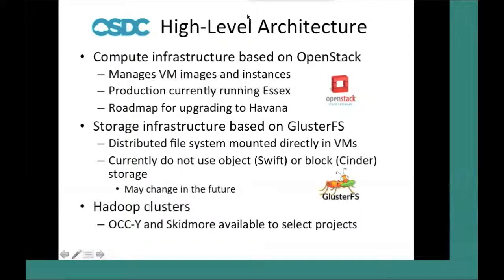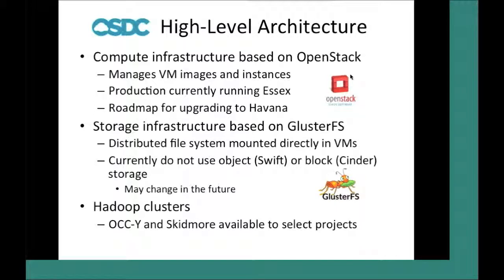If people are familiar with cloud infrastructure, we consider the OSDC basically a community cloud. So we run open source based architecture. It's mostly based on OpenStack these days, and OpenStack is how we manage VM images. We are currently running Essex and upgrading to Havana, and probably shortly Icehouse, I believe, is the next one. So if you're familiar with OpenStack clouds, the OSDC will probably be very familiar to you.